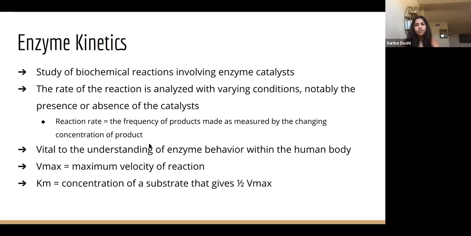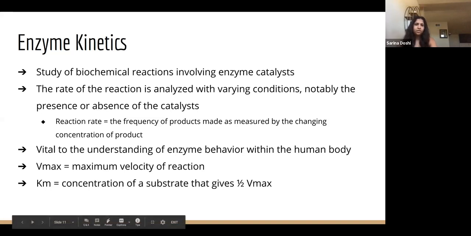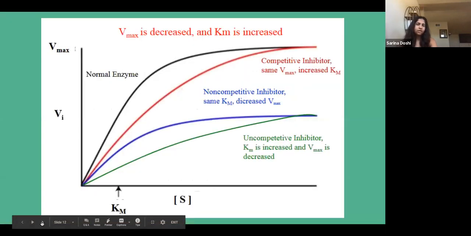So there is a kind of sweet spot that gives Vmax, and it's where the concentration of the substrate is at its greatest. Generally, it's where the concentration of reactants is at its greatest. Okay, so let's keep going.